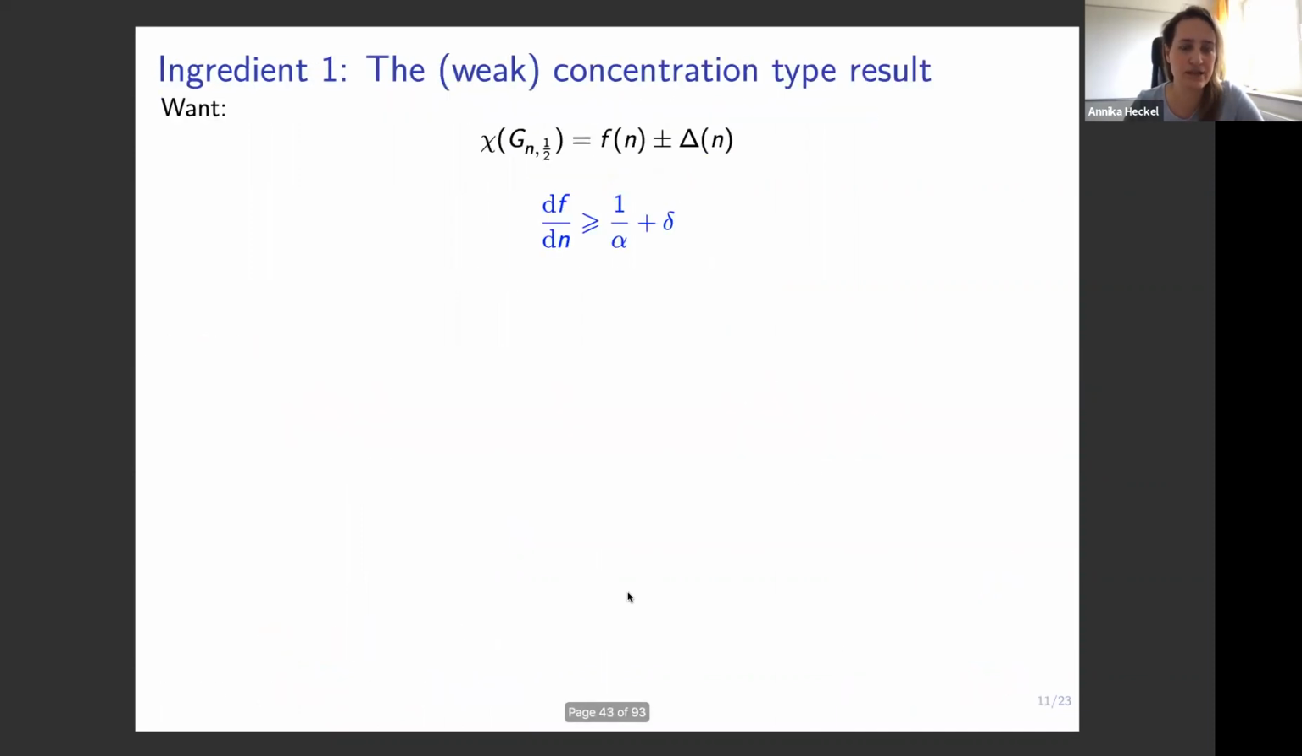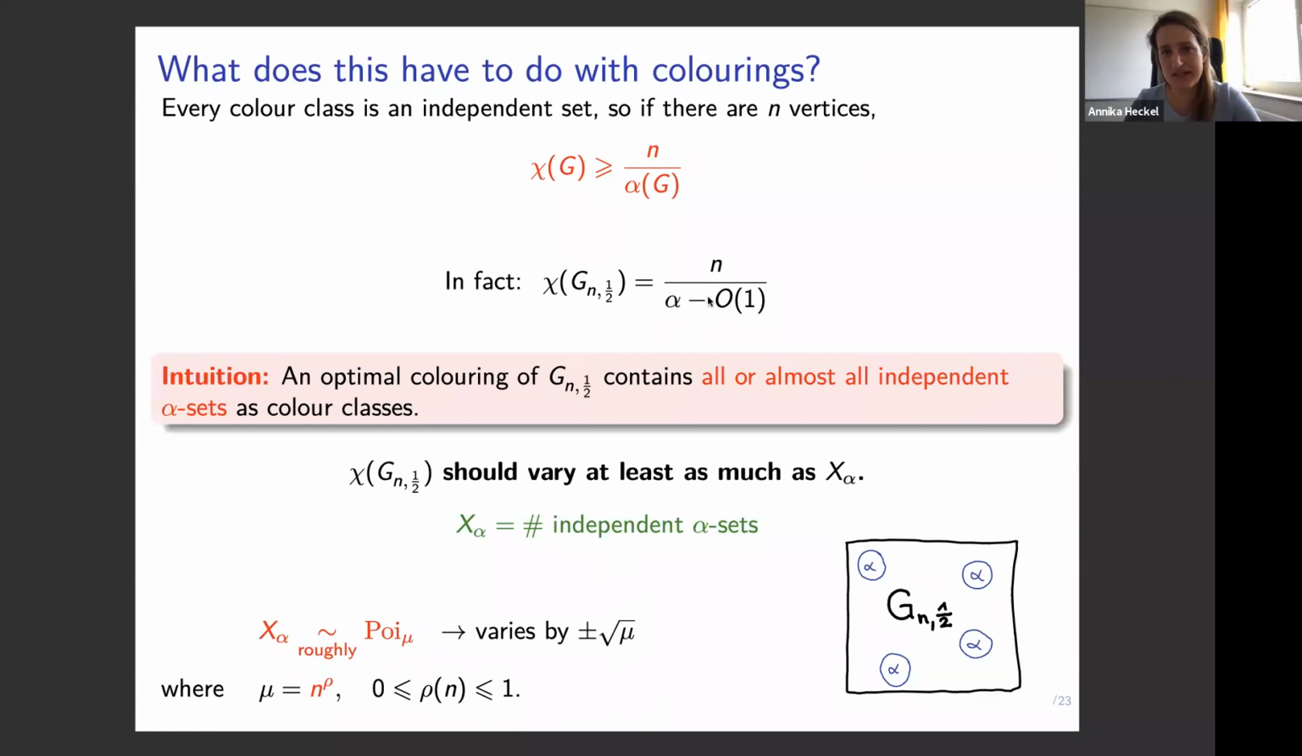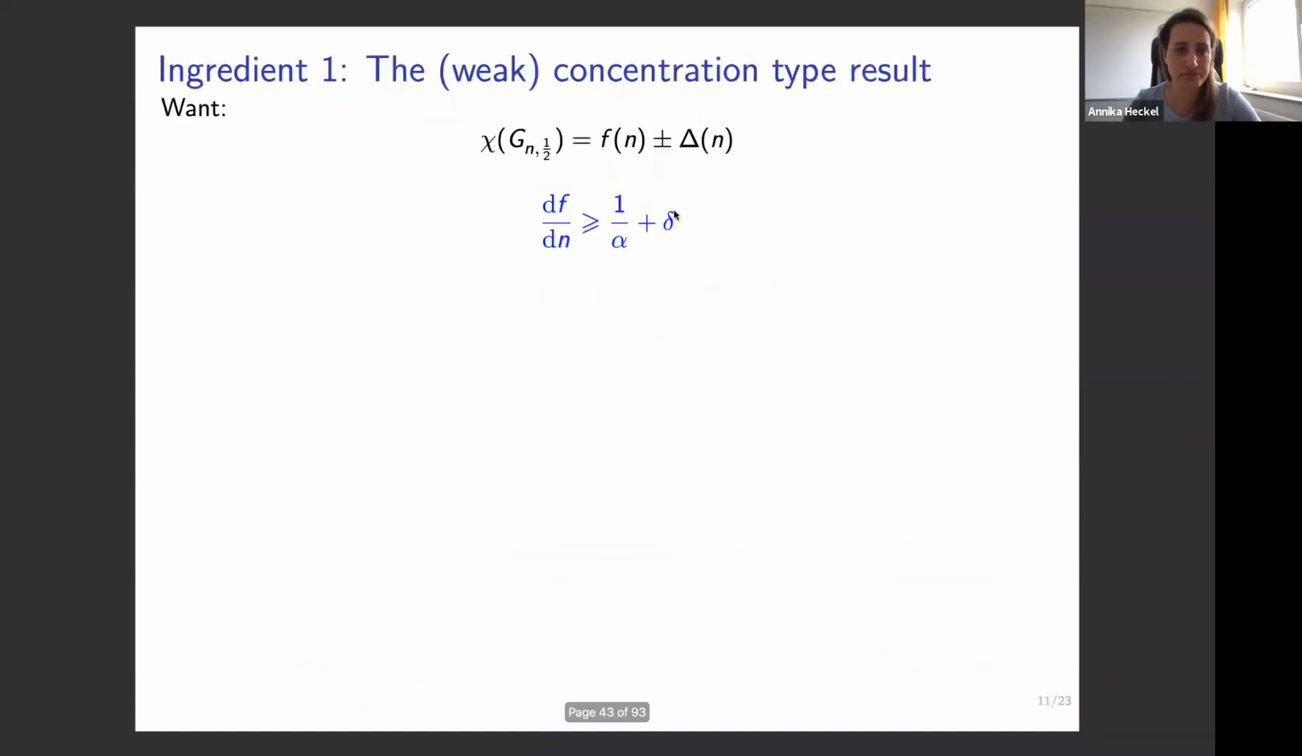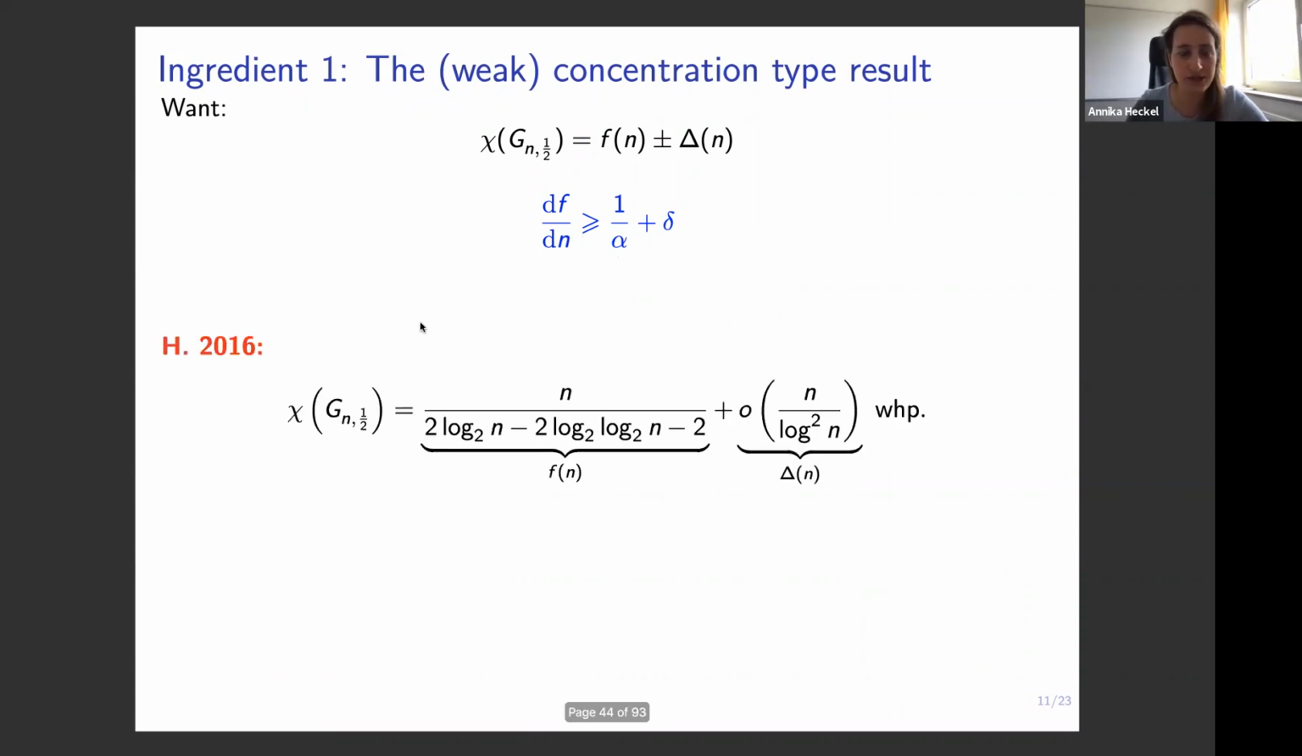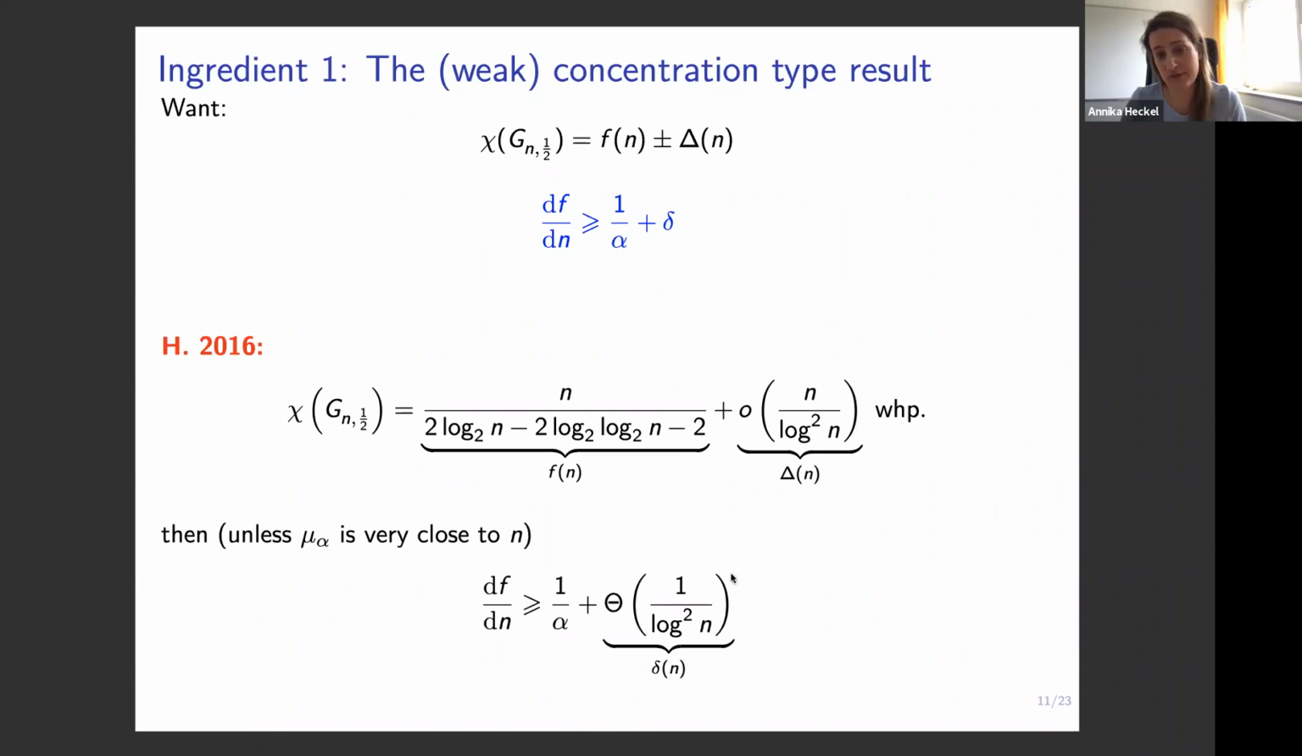Okay, so let's see how we get the two ingredients that we talked about for this alpha. Okay, so first the weak concentration type result. So we wanted some estimate for the chromatic number, f of n, some function plus minus an error term, so that the slope df over dn is bigger than 1 over alpha. Now, luckily, we already have this. So this is the estimate from the second slide. So if we use this estimate, so this is now f of n, and this error term is delta, and we take the derivative, then we actually get this.